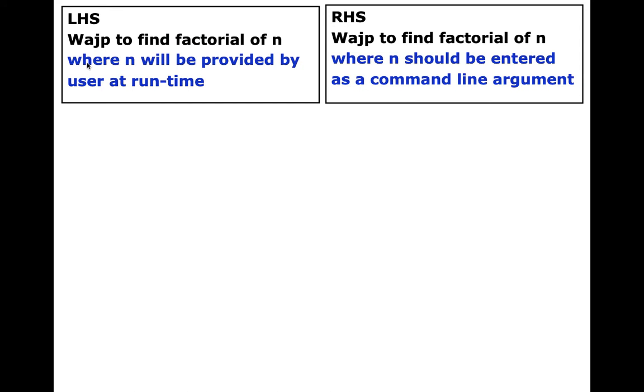Now let's take up the program of the right hand side. So it says, write a Java program to find factorial of n, where n should be entered as a command line argument. Now what exactly this question means, we'll see that very soon. But before that, let's revise the concept of command line argument.